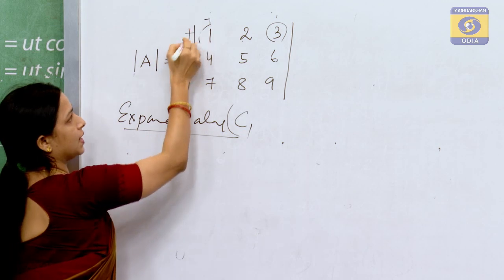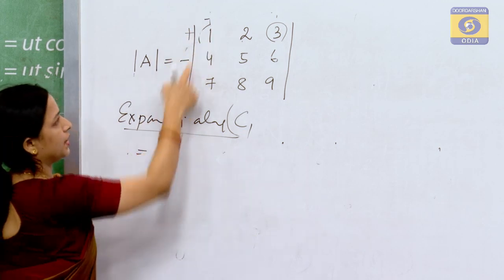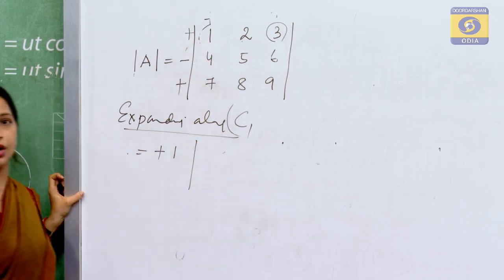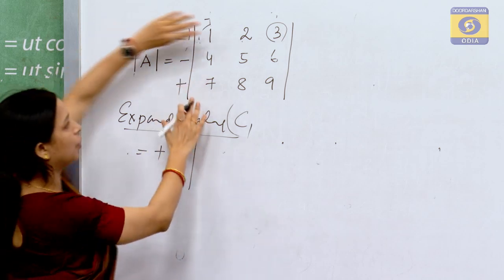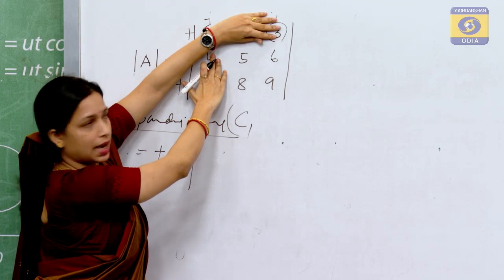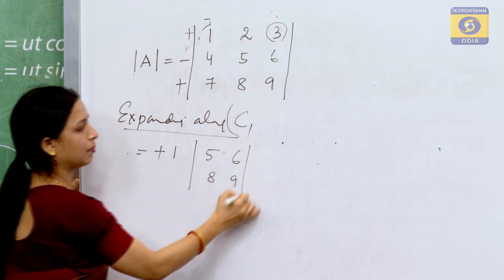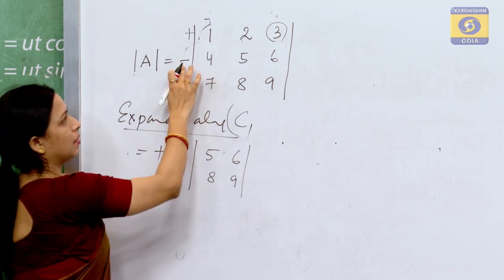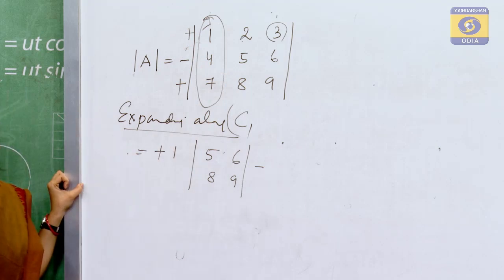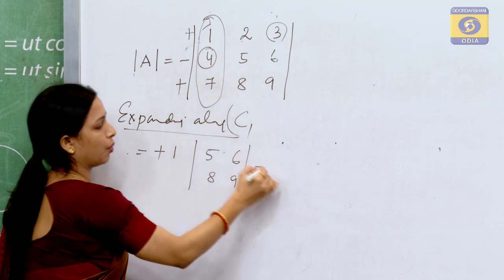So, the positional signs are plus, minus and plus. So, we take the positional sign, the element and the second order determinant that we get. Now, how do we get it? Same method, we delete the row and column in which it lies. So, the resultant elements are 5, 6, 8, 9. Similarly, the positional sign is minus, so we are expanding along column 1, remember. So, minus sign, positional sign, element is 4.